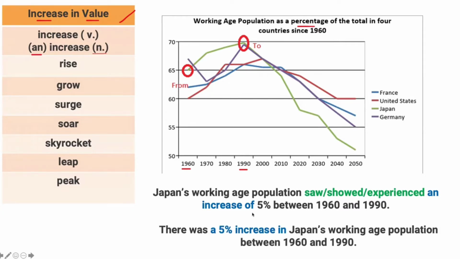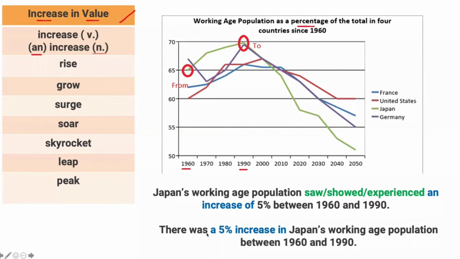Another option we could also say there was a 5% increase in Japan's working age population between 1960 and 1990. Same example here, we're using a noun. We're talking about the amount of change from 1960 to 1990. Again, we see a 5% increase, so the article here would change to a because it's in front of 5. And we do not need these verbs in green because we've got the verb to be as was.